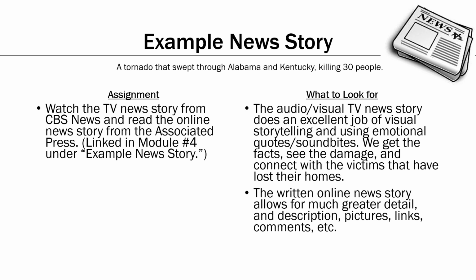Underlying text in the story is linked to relevant places and things. You can click on them to get more information. Readers can also comment at the end and share their own opinion. This online news story should serve as a model for your news writing assignment.